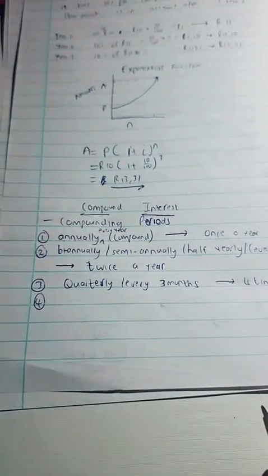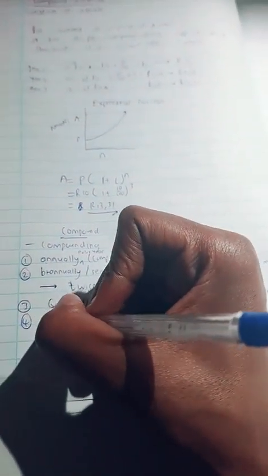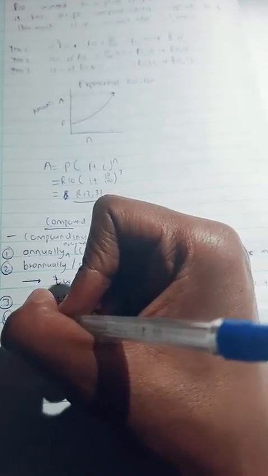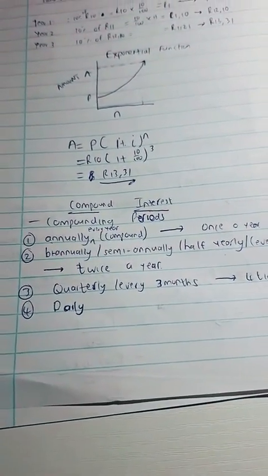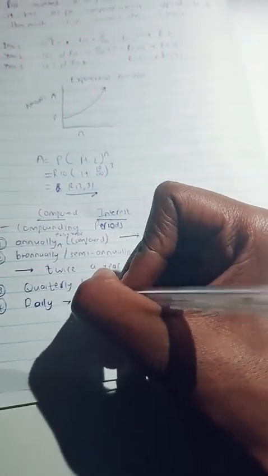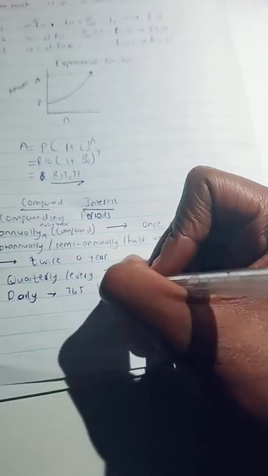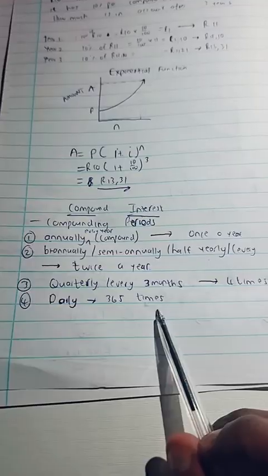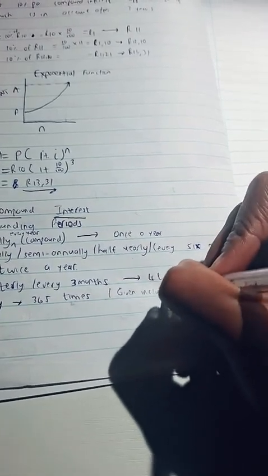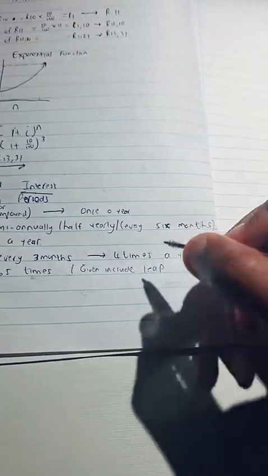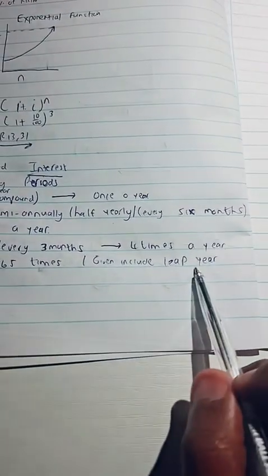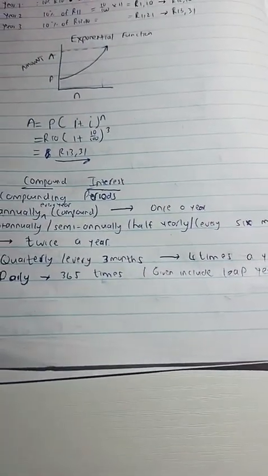Then lastly, what about daily? How many times? 365 times. So that means we are adding interest 365 times a year. Now, given, guys, that we include the leap year, how does that change the situation? If we are including the leap year, how many times does that mean?